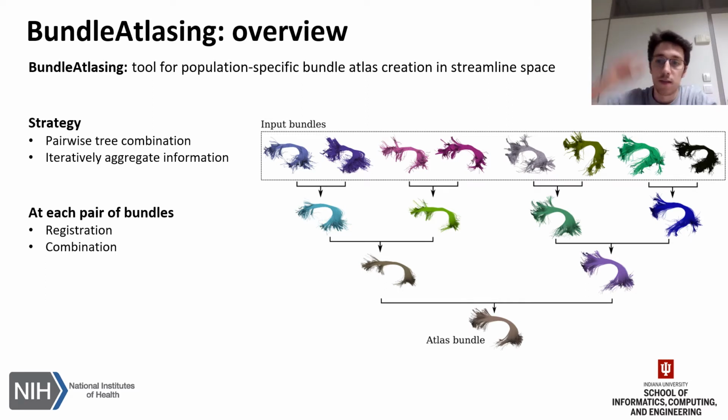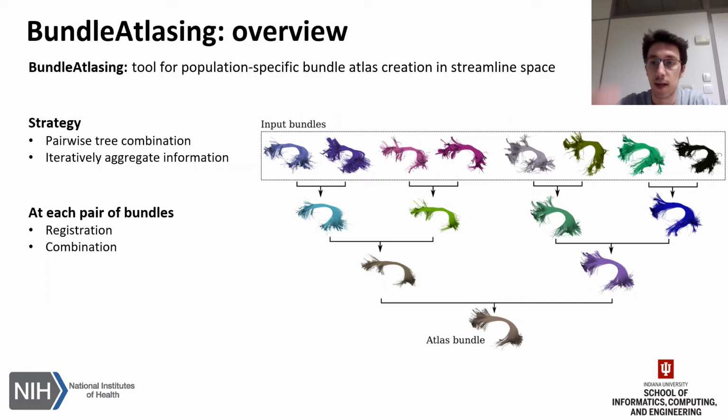So the idea is that at the top level we have our input bundles in native space, not aligned, not registered to each other. And what we do here is iteratively make pairs: we randomly match those bundles in pairs, and for each pair we register the two bundles and combine them into a single one. So instead of trying to tackle the big problem of aligning and combining multiple bundles at the same time, we perform the whole procedure pairwise.